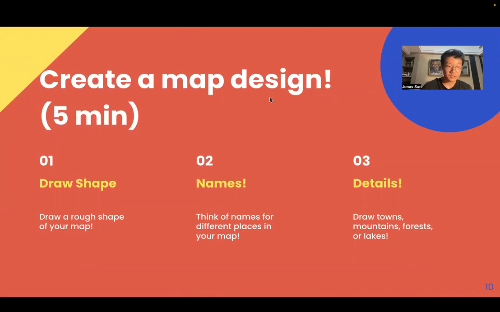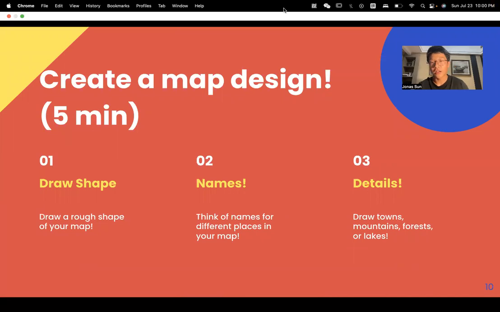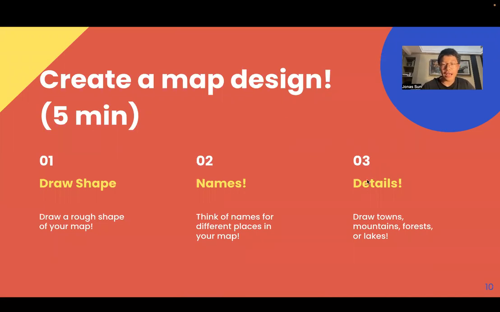So first, I would say to draw a rough shape of your map. And secondly, you can think of names of different places in your map so you remember them. And it also helps the player remember that place. And finally, you can add some details by putting in houses, different mountains, forests or lakes if you want to.